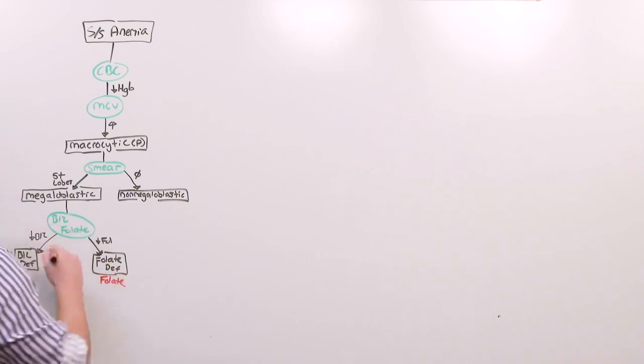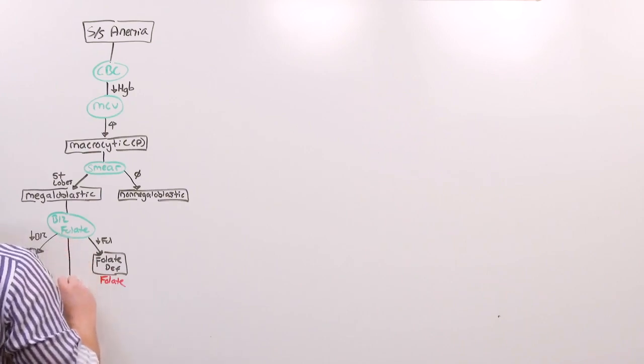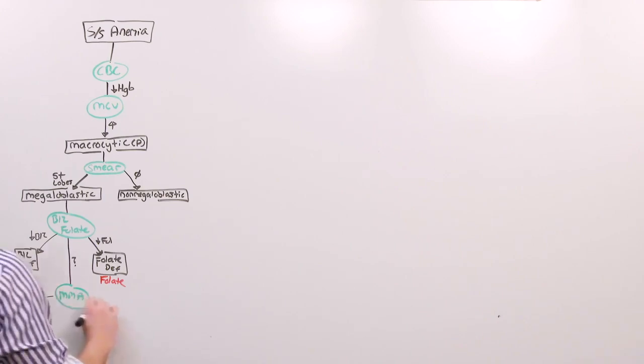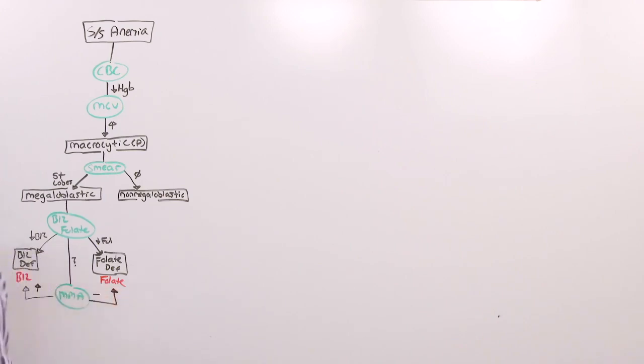But if the values are equivocal, that is, they are on the lower end of normal, you don't know which one it is, and we'll talk about why it's important to separate the two, you get a methylmalonic acid. The methylmalonic acid is elevated in B12 and not elevated in folic acid deficiency.